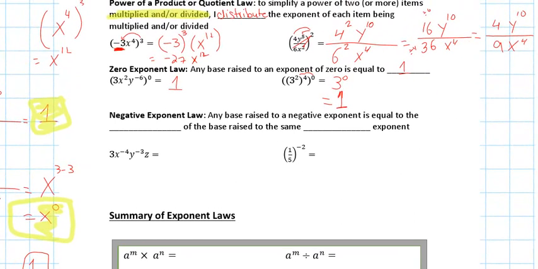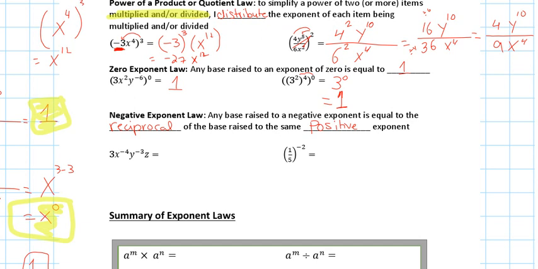Then we're going to move on to the negative exponent. So any base raised to a negative exponent, and not if it's negative, raised to the negative exponent, is equal to the, what do we say? Is equal to what? Inverse or reciprocal of the base raised to the same positive exponent, right? So let's look at this without looking at the examples that we have here, right?